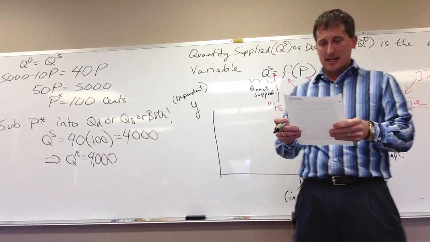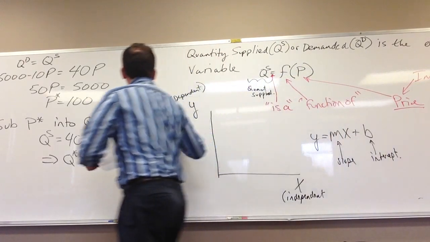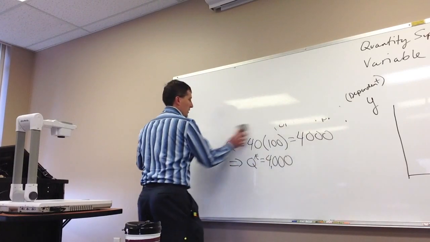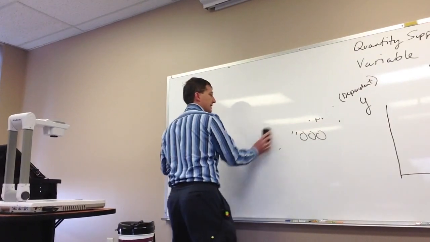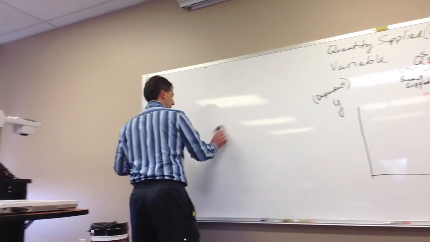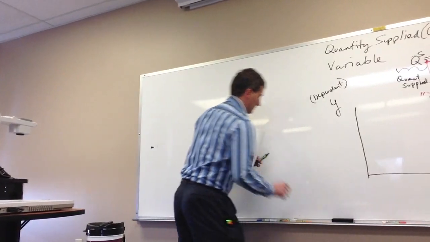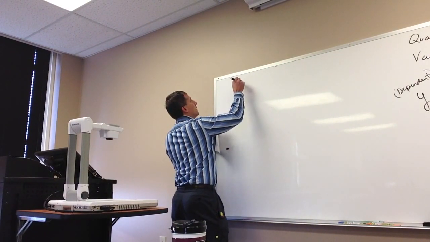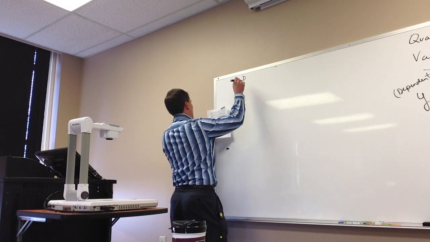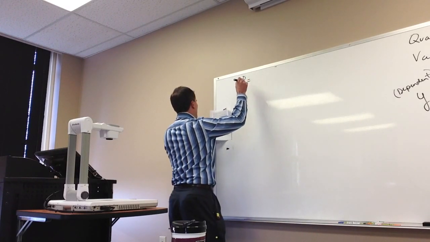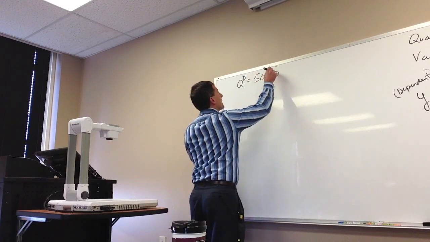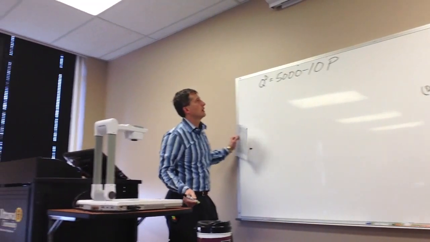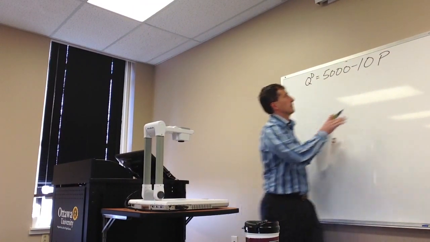So the demand curve and the demand function, in a sense, are a little bit different. So let's rewrite a couple of these here. So quantity demanded equal to 5,000 minus 10p is the demand curve.